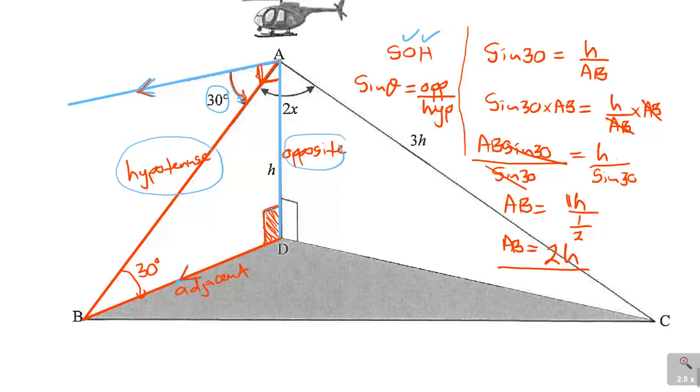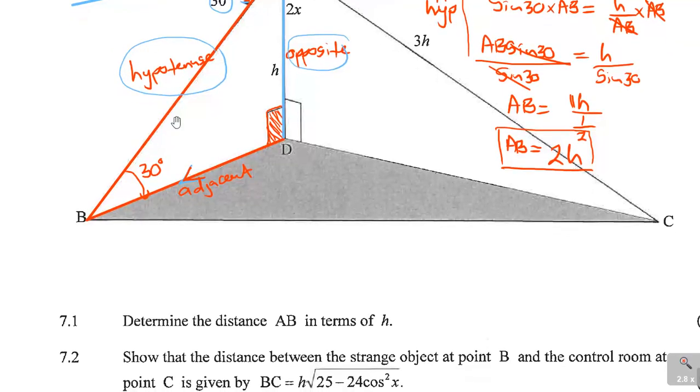You can leave it as H over sine 30. It's still fine, but this is actually the better way of doing it. So we have now our hypotenuse, in this case being equal to 2H. So that is how you solve that. If I can just write there, AB is 2H.